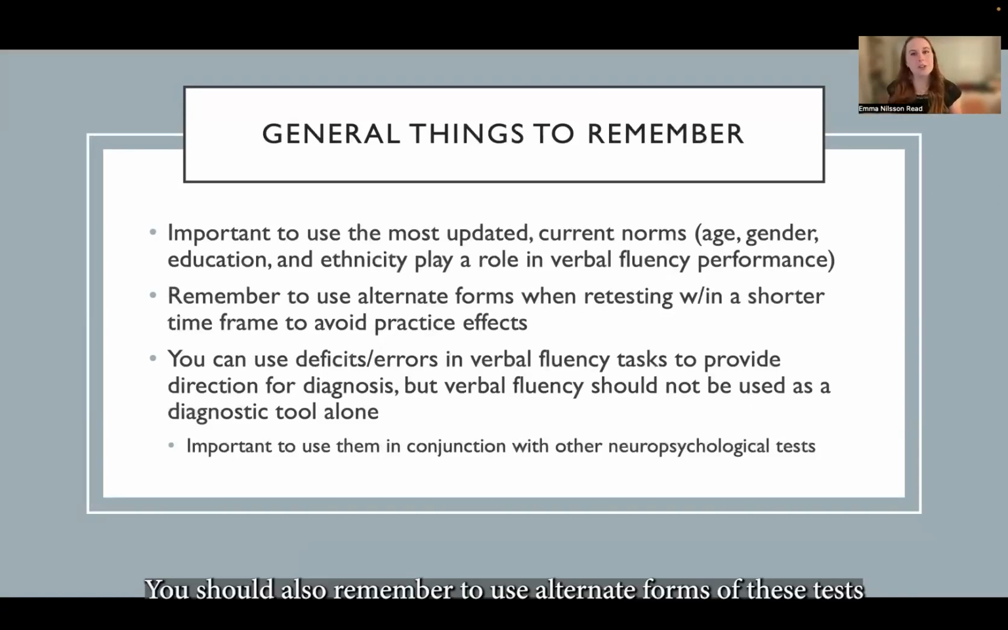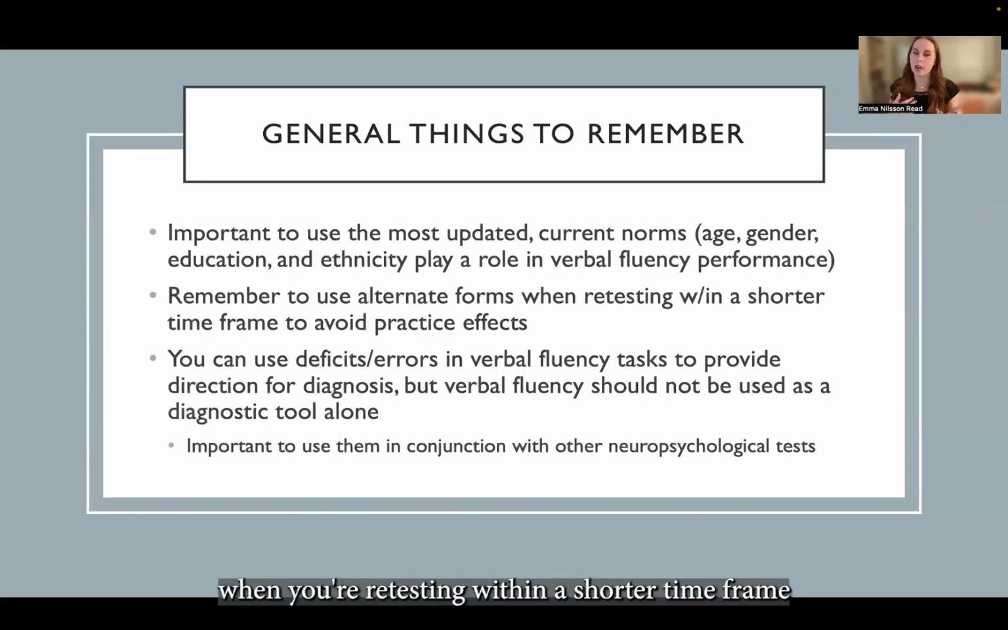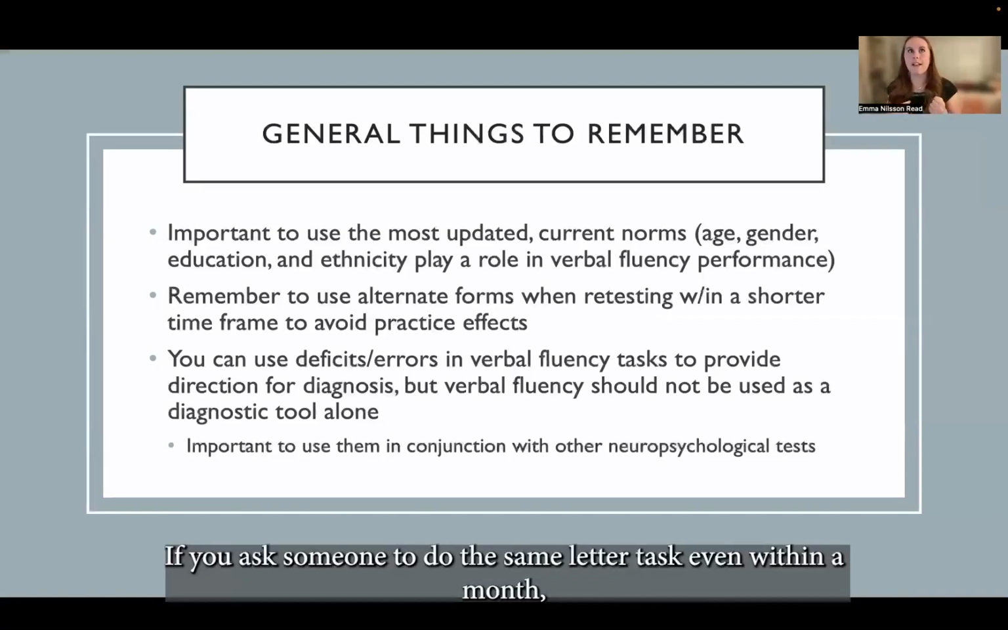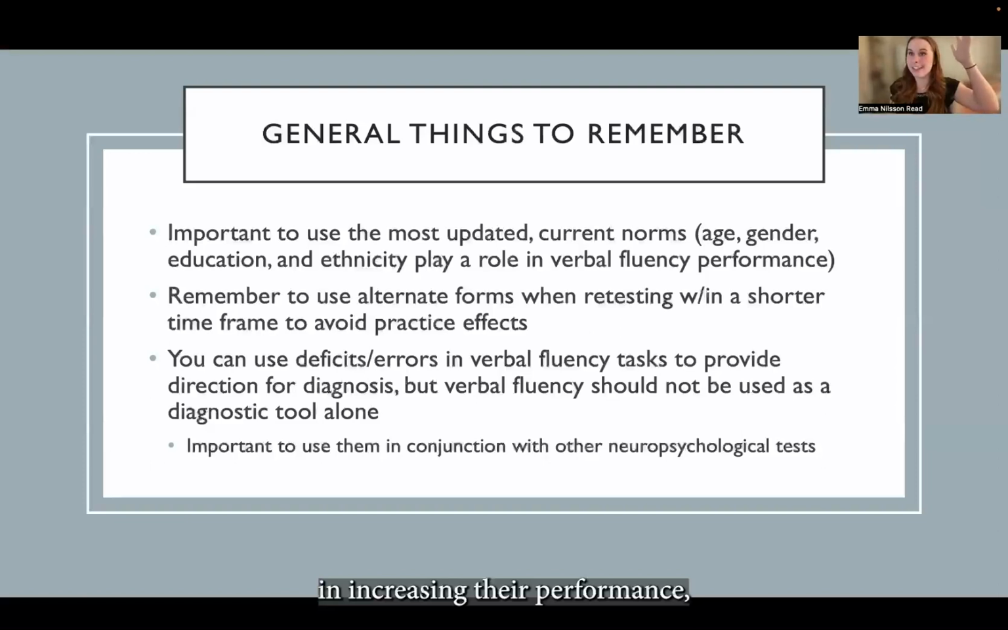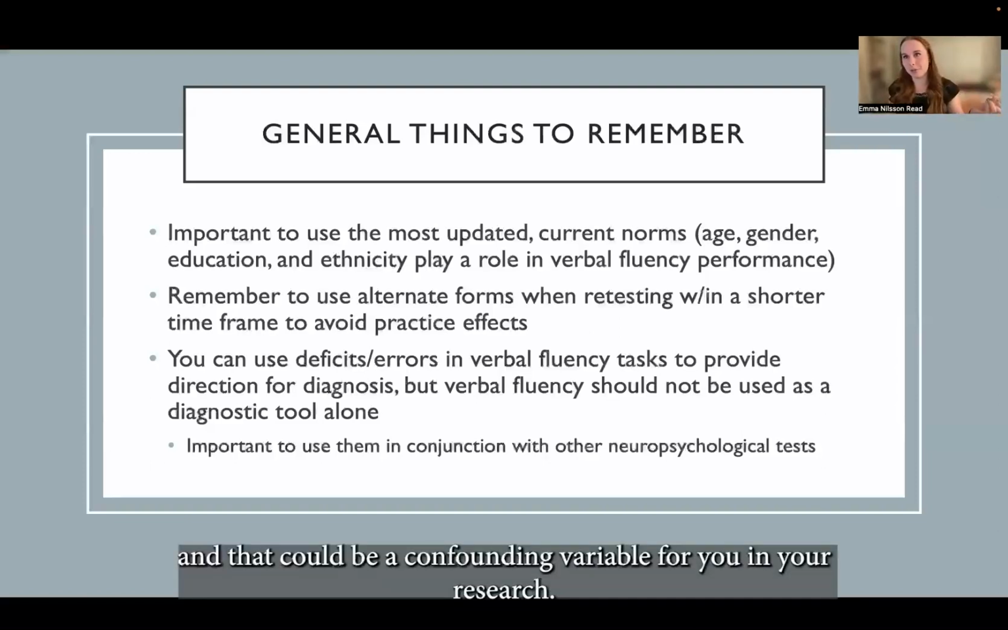You should also remember to use alternate forms of these tests when you're retesting within a shorter time frame to avoid practice effects. If you ask someone to do the same letter task, even within a month, research has shown that the practice effect will play a big role in increasing their performance, and that could be a confounding variable for you in your research.